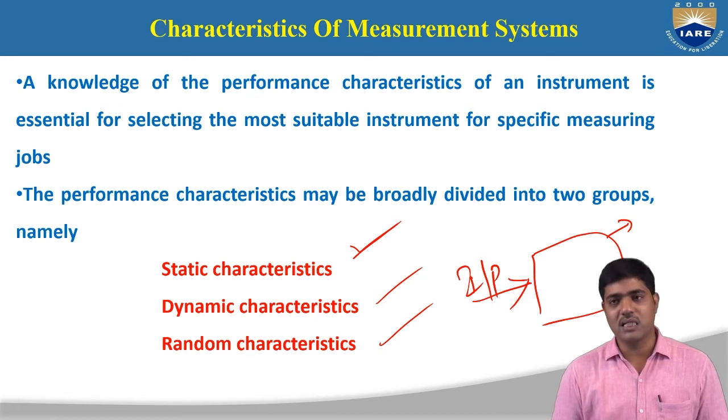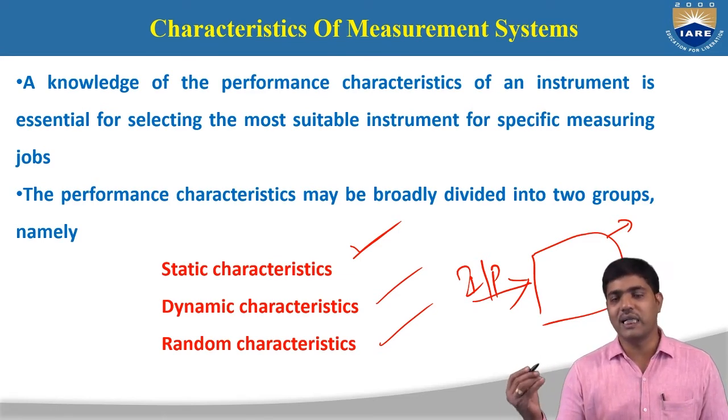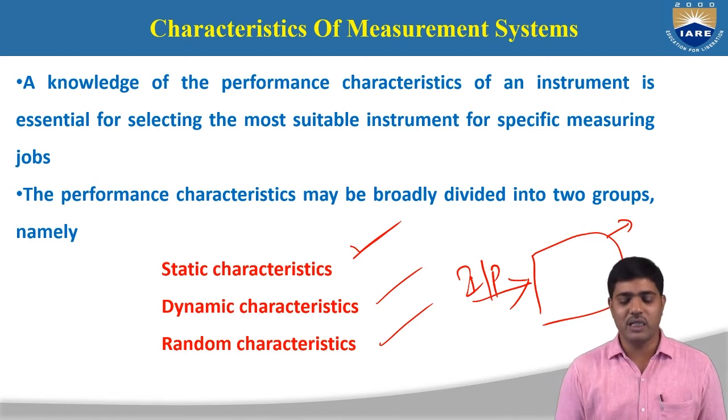The dynamic characteristics are related to the dynamic behavior of the system. As you are continuously feeding the input, sometimes there may be continuous changes taking place within the system, and how fast you reach the steady state value, all that you study through the dynamic characteristics. If the rise time of a particular instrument is very small, you may reach the steady state value within a very short time. If the rise time is more, you may require more time to reach the steady state value. And the third one, random characteristics.